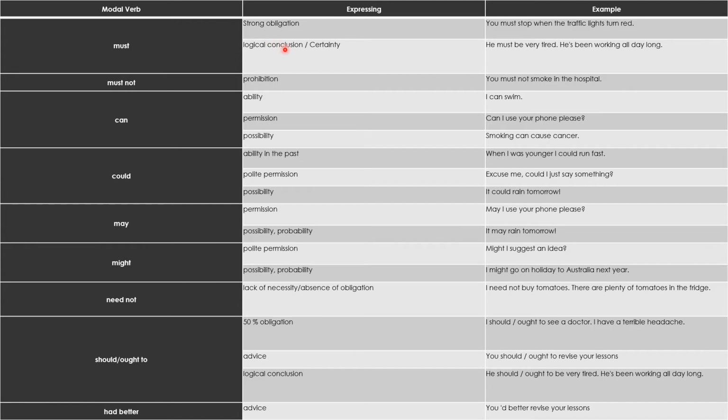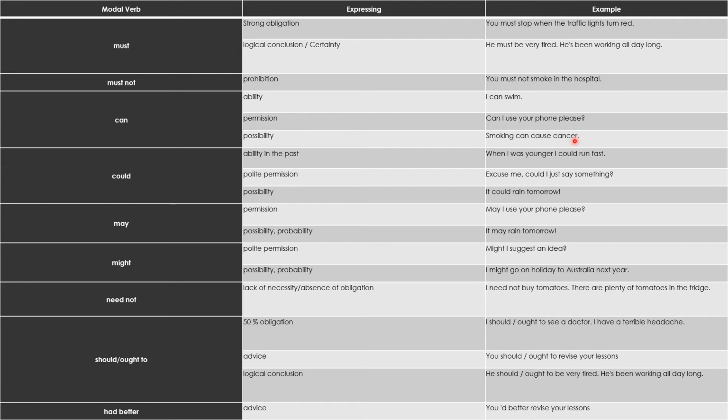You need to keep this in your mind, because whenever we will be doing the practices, or maybe generating sentences, you need to understand which modal verbs are used for what expression. Must not is for prohibition. You must not smoke in the hospital. That means it is one kind of rule that you cannot break. There is no possibility; it is strongly prohibited. And then we can express ability, permission, and possibility through can.